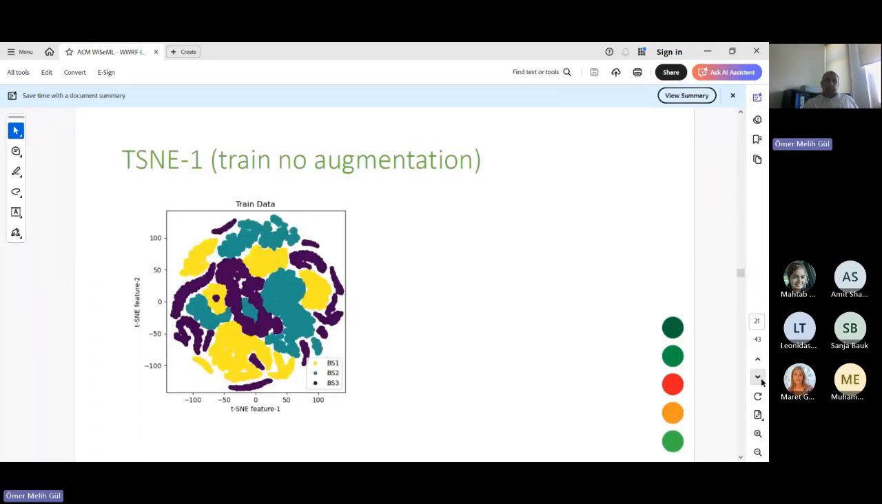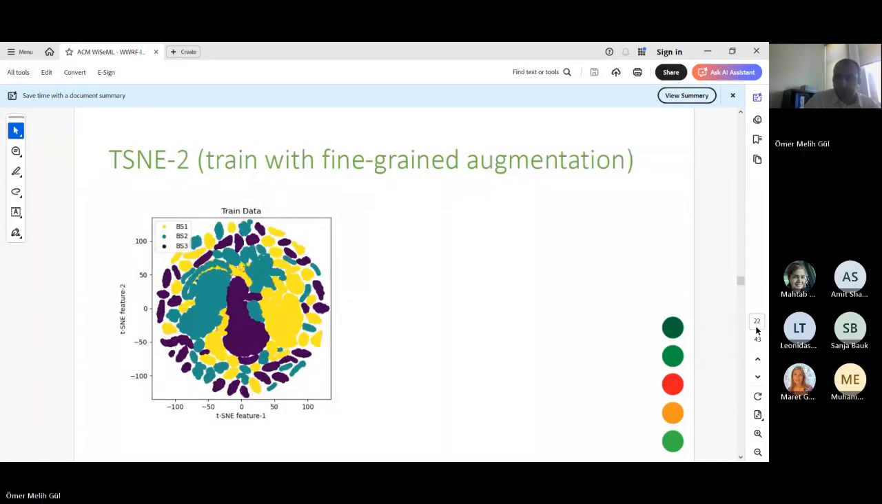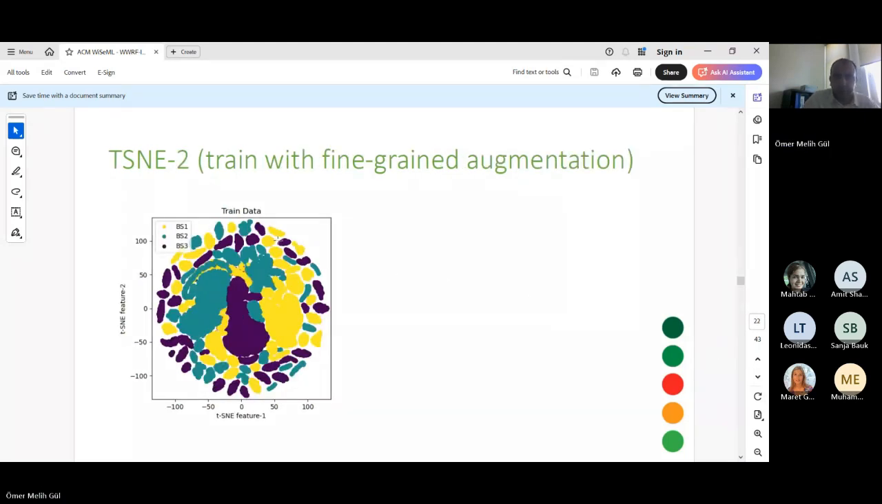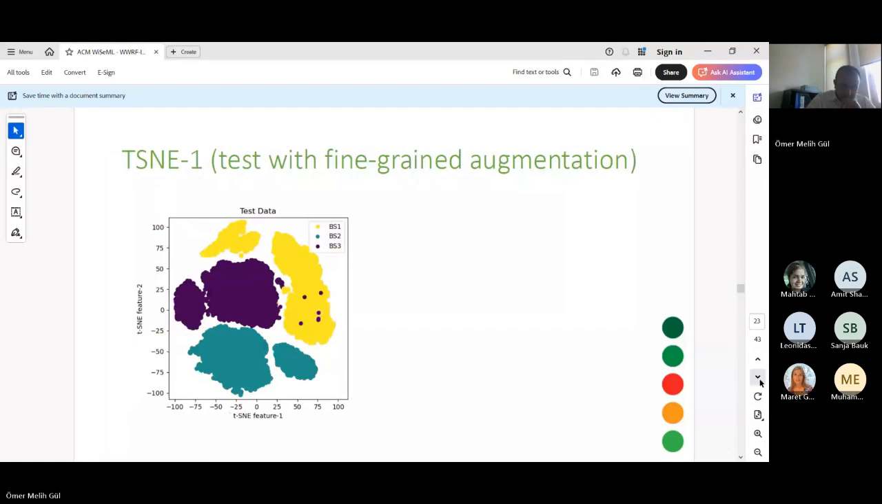So in this case, we consider the TCNA training data with no augmentation. We have 3 data: base station 1, base station 2, base station 3, and that is the original data. After this, we make the train data in this way. Why? Because we apply some kind of fine-grained augmentation, and we change the infrastructure of the data. But here, it may be classified better. And that is the test data for that.